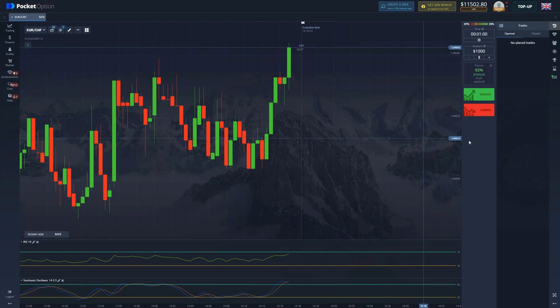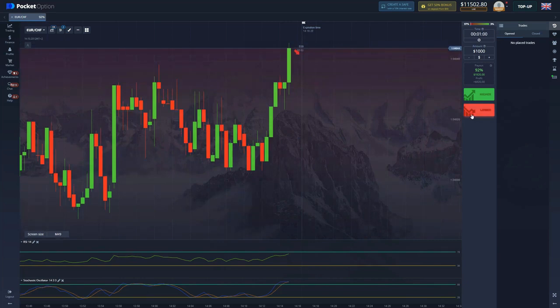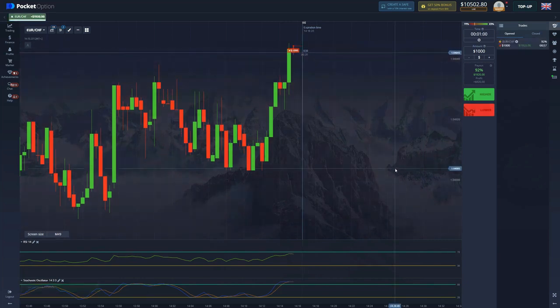And let's go ahead and do exactly that. As you can see, the timer is approaching 4 seconds, and we're gonna take a short position here. The line is very close. Now let's skip ahead and see if we got a win. Let's go.